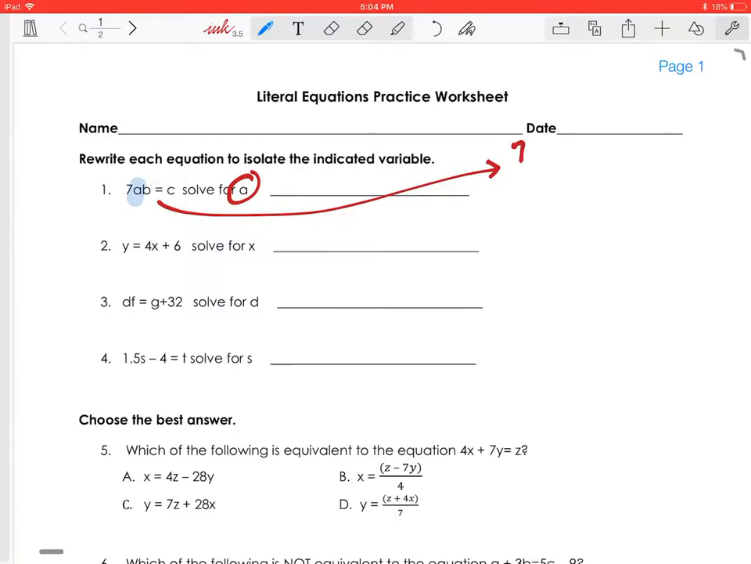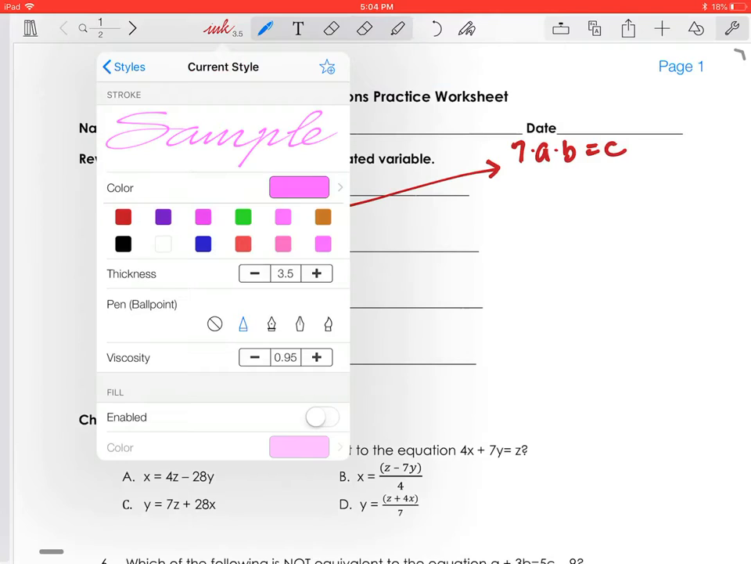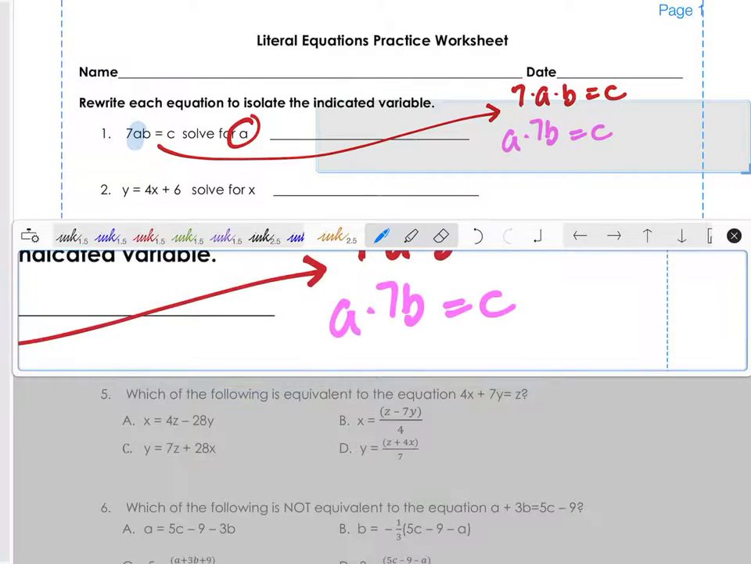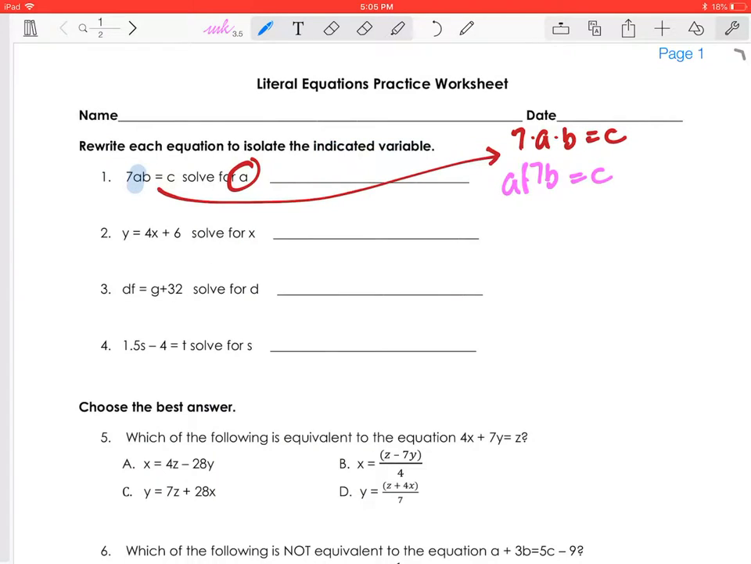Now, if we remember, I can reorder these in any way. I have 7 times a times b is equal to c. I can rewrite this in terms of a times 7b is equal to c. I could say a times b times 7. The order of these expressions does not matter. That's what the commutative property under multiplication says. Because of that, now that I've reordered it, the 7b is grouped and the a is separate.